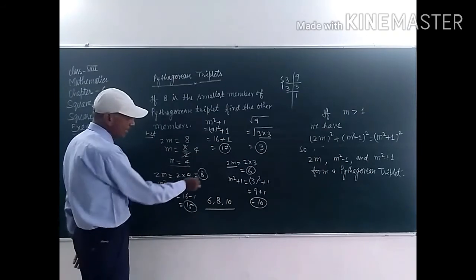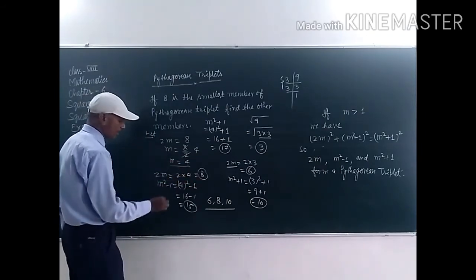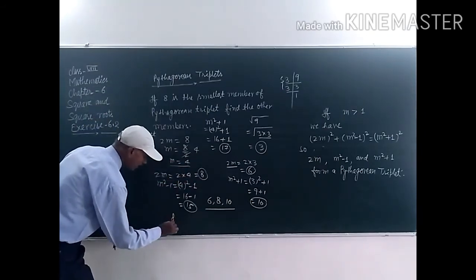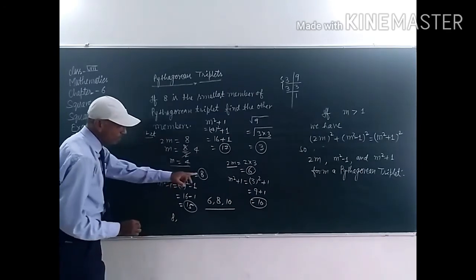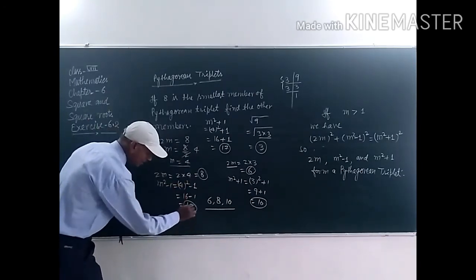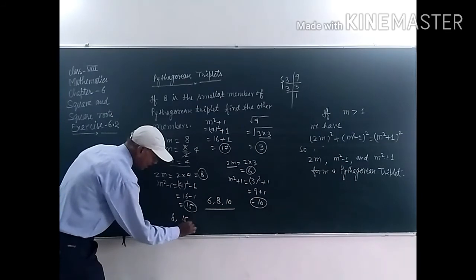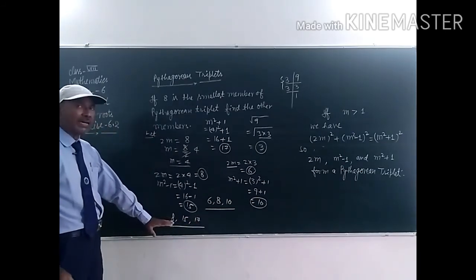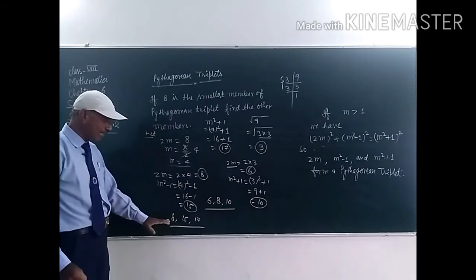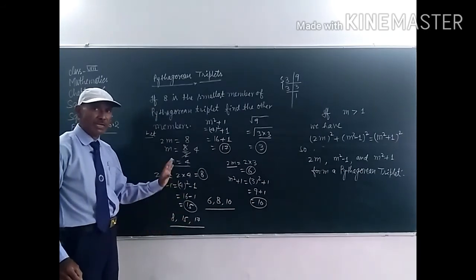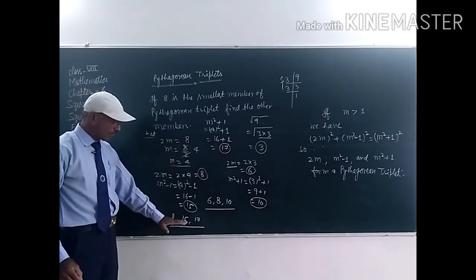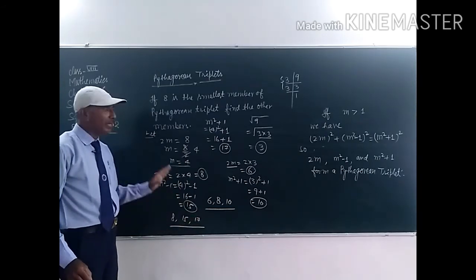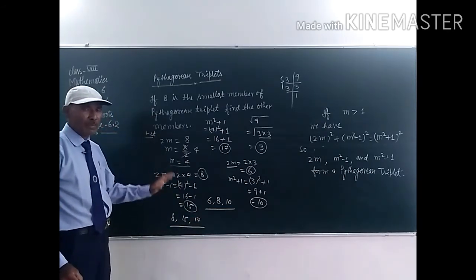Now in this, 8 is the smallest member, students. The triplet is 8, 2m, m squared minus 1 that is 15, and m squared plus 1 that is 17. So this is the correct answer, students, because in this 8 is the smallest member of the triplet. So 8, 15 and 17 are the members of a Pythagorean triplet.